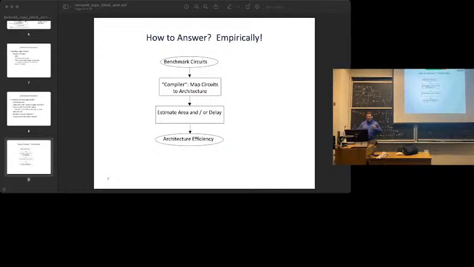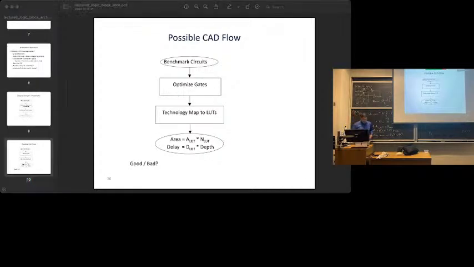So we map a bunch of circuits into each of our candidate architectures. We estimate the area and delay that we achieve on average across those benchmarks for each one of those architectures, and we pick the best one. Okay, so at the end of this, we know the efficiency of the architecture, and we pick it. Okay, so here's a possible CAD flow. First I have to collect benchmark circuits. This is actually a lot of work.